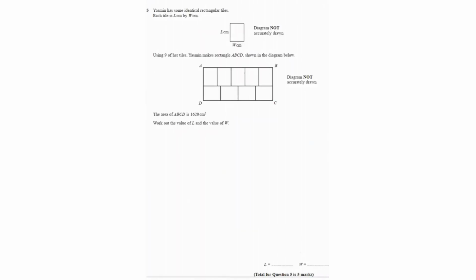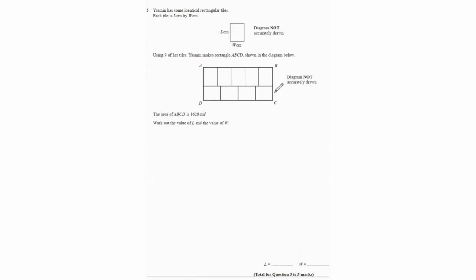Then this question says Yasmin has some identical rectangular tiles. Each tile is L centimeters by W centimeters. Using 9 of her tiles, Yasmin makes a rectangle ABCD shown in the diagram below. The area of ABCD is given as 1620 centimeters squared. We have to work out the length and the width, so the L and W values.